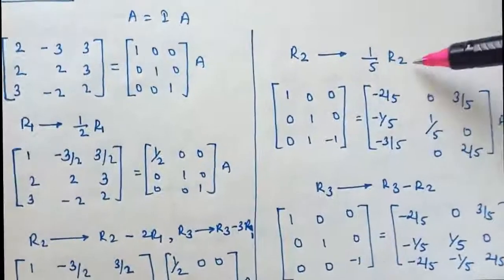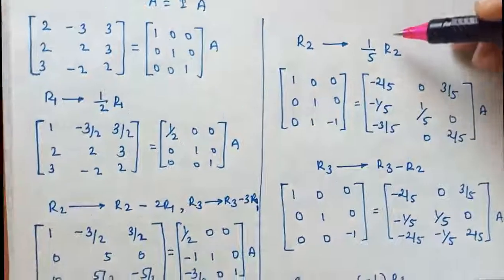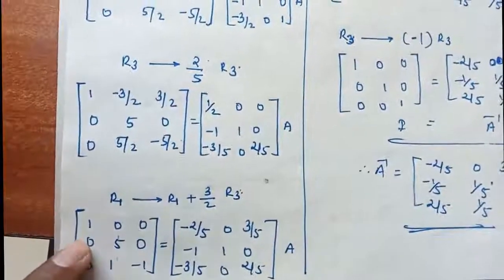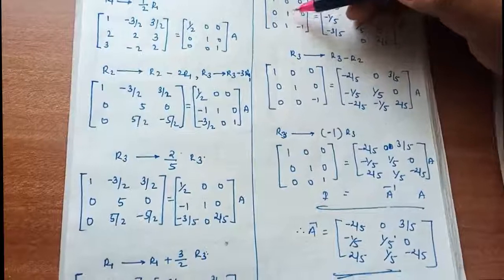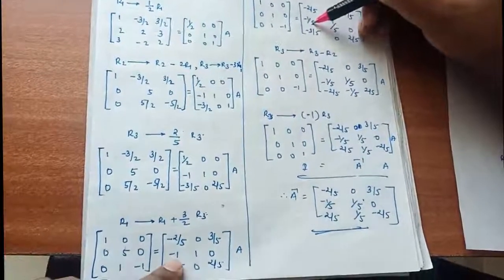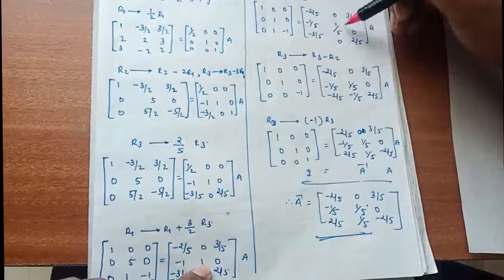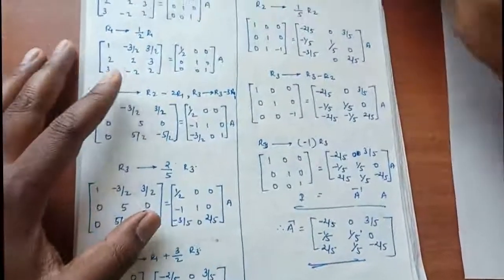So next one is R2 changes to 1 by 5 of R2. That means I have to multiply 1 by 5 to the R2. Now R2 here is 0, 5, 0. So if you are multiplying with 1 by 5, 0 into 1 by 5 will be 0. 5 into 1 by 5, 5 I cancel, 1. And 0 into 1 by 5 will be 0. And similar things you have to do here. This minus 1 into 1 by 5 will be minus 1 by 5. 1 into 1 by 5 will be 1 by 5. And 0 into 1 by 5 will be 0. All remaining things will be as it is.